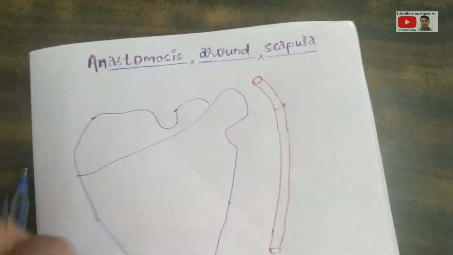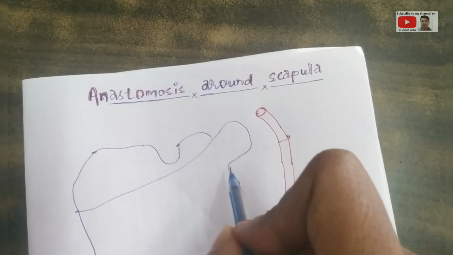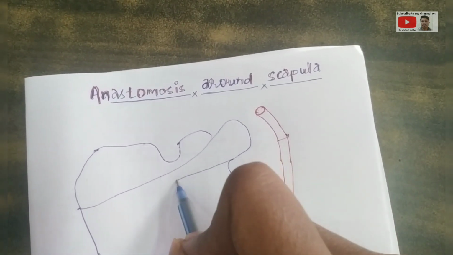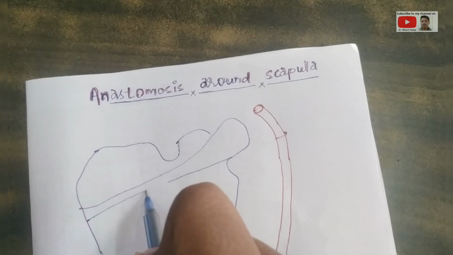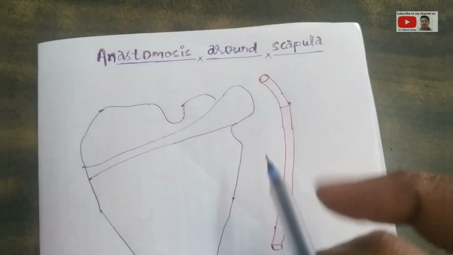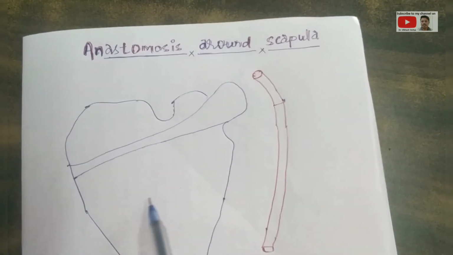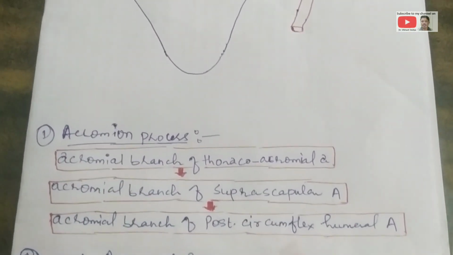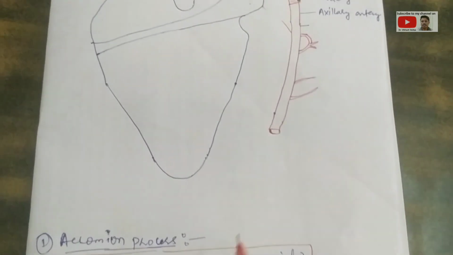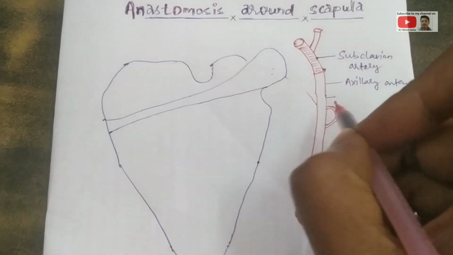So basically, if we're talking about the anastomosis around the scapula, the arterial anastomosis of the scapula is located in two areas. One is in the acromion process, another on the body. Okay, so in the acromion region, three branches anastomose. Okay, first branch you can see here.